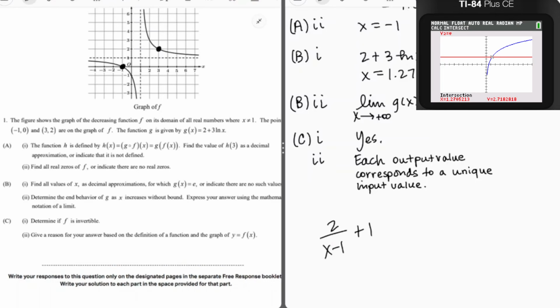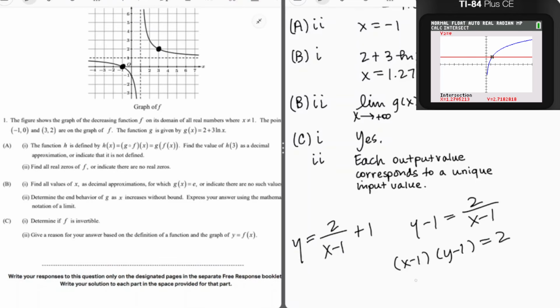I guess that's kind of taking a lot on faith because they just told you it was a decreasing function where x is not equal to 1. This seems to work. It fits the points. I wouldn't do this on mine. I would definitely write the sentence that had to do with the definition of a function. But if y equals that, we could solve for the inverse, right? We could say y minus 1 equals 2 over x minus 1. We can multiply both sides by x minus 1.